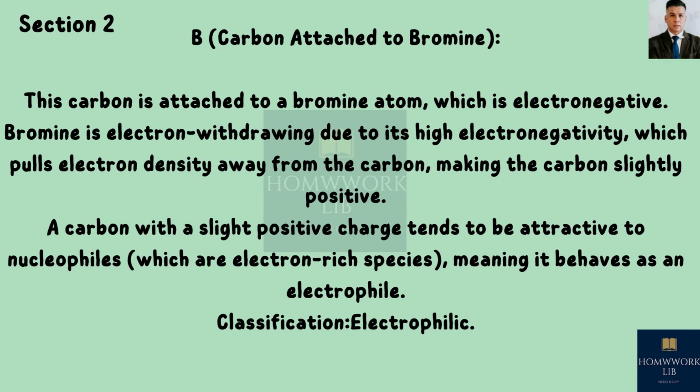Section 2. B. Carbon attached to bromine. This carbon is attached to a bromine atom, which is electronegative. Bromine is electron-withdrawing due to its high electronegativity, which pulls electron density away from the carbon, making the carbon slightly positive. A carbon with a slight positive charge tends to be attractive to nucleophiles, which are electron-rich species, meaning it behaves as an electrophile. Classification: electrophilic.